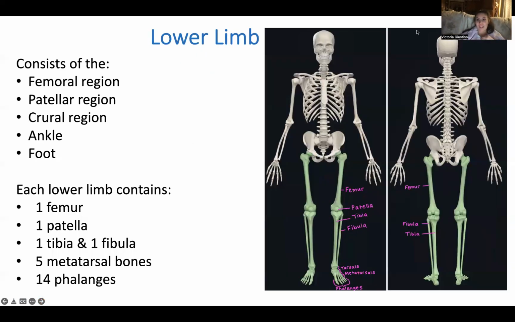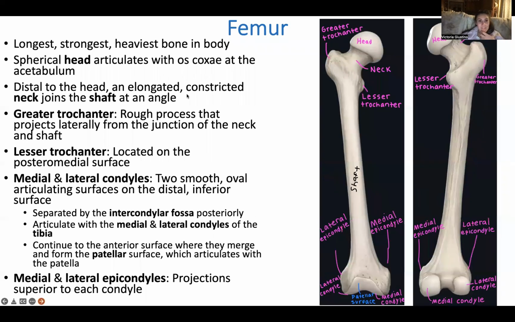All right, so now moving on to the lower limb, which consists of the femur, the patella, the tibia, the fibula, the tarsals, metatarsals, and phalanges. All right, so starting off with the femur, here is the head of the femur. Remember, that's on the more medial portion of the femur, but it's going to articulate with that lateral acetabulum of the os coxae. And then just distal to the head, you can see this neck here, and the neck is right between the head and what's called the greater trochanter.